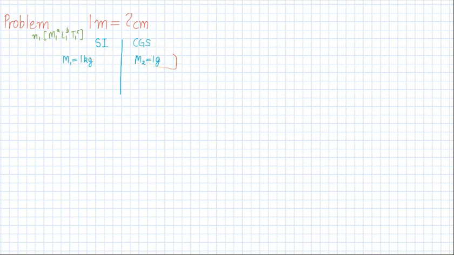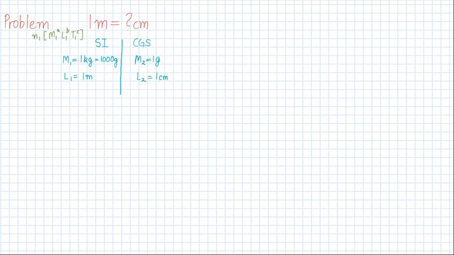So 1 kilo means 10 to the power 3, which means 1000. So 1 kg means 1000 grams. Fine, so you have written 1000 grams. Now similarly, write down the value of L1 and L2. The SI unit is your MKS unit, where length is measured in meters. So write down L1 equals 1 meter. This is your CGS unit, where L2 is measured in centimeters. So write down 1 centimeter here.